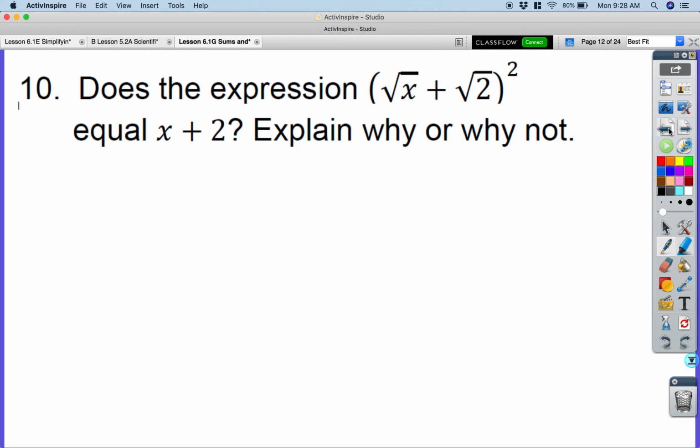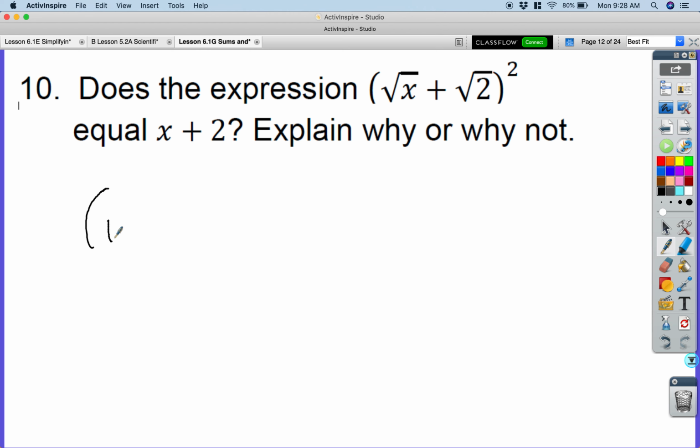So, explain the expression radical x plus radical 2, all in parentheses, the second pair. Does that equal the square root, does that equal x plus 2? So let's go ahead and look at this. This one does not, because we need to follow the order of operations.